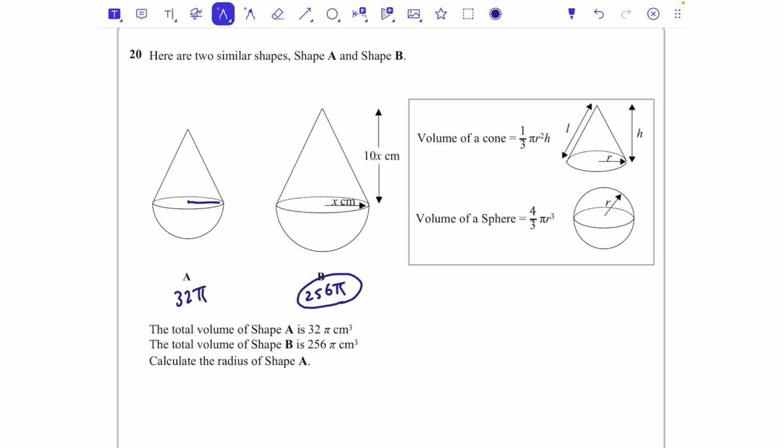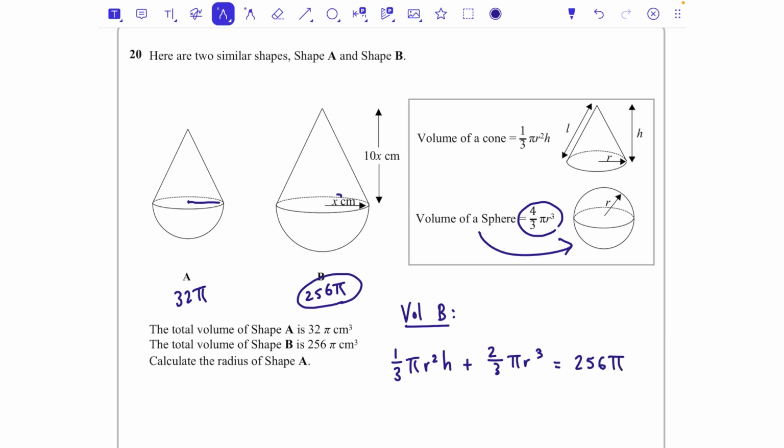Now the volume is made up of two parts. It's made up of a cone and half of the sphere, so a hemisphere, just the bottom half. So I'm going to write what I know so far. I know that the volume of B is 1/3 pi r squared times height, add 2/3 pi r cubed. Now you can take the sphere formula and divide it by 2, but it's far easier just to work with 2/3 pi r cubed instead of 4/3, which would be a whole sphere. I just want 2/3 because that would be a hemisphere, half a sphere. And we know that those two things added together equal 256 pi.